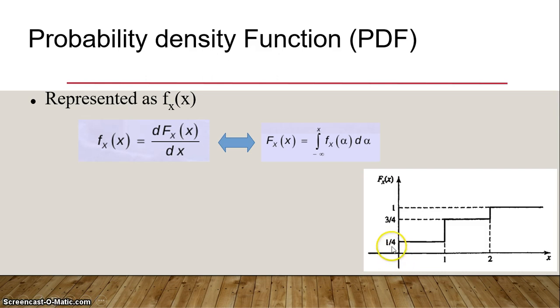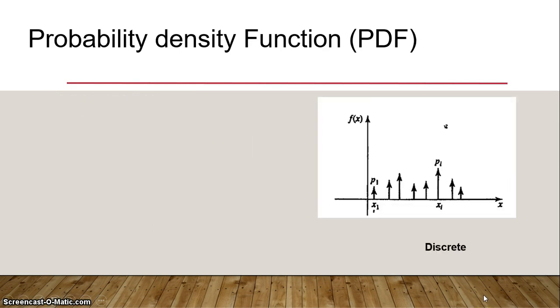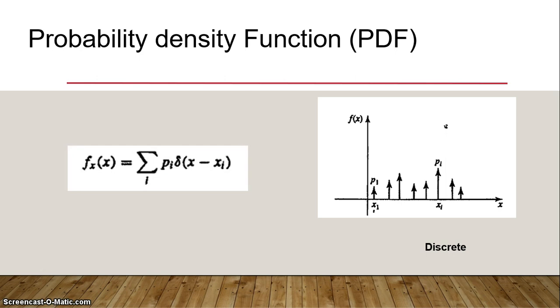At 0, the probability value is 1 by 4 because this is the step value. Say, for example, 3 by 4 minus 1 by 4, which is 2 by 4, that is 1 by 2, is nothing but this value. Okay, so this is not a continuous function. This is a discrete function. So how will you represent a discrete function?